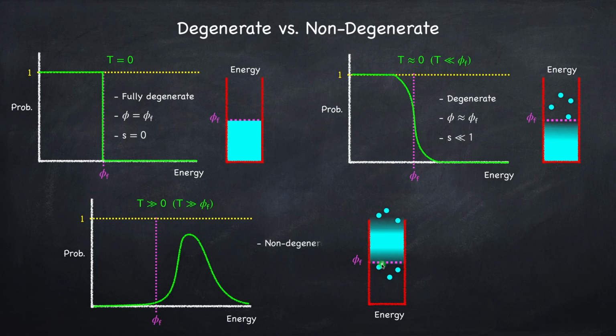In this case, this is called non-degenerate matter, because here none of the probabilities are 0 or 1. They're all somewhere in between. The chemical potential will be pretty much unrelated to the Fermi energy, and the entropy will be much greater than 1 because there will be a large number of arrangements that will lead to the same state.